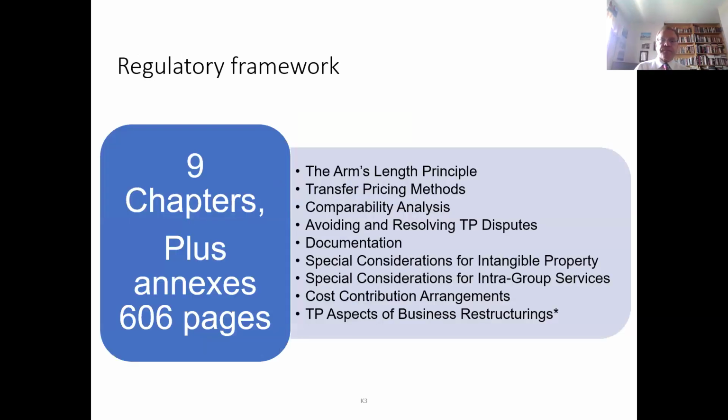In terms of the regulatory framework, we've got 9 chapters plus annexes. So that is 606 pages of this book. And it goes through all the principles of transfer pricing. And should you manage to get to the end of the book, you can certainly pat yourself on the back because A, you'll have become probably a transfer pricing expert, and B, you've managed to stay awake.